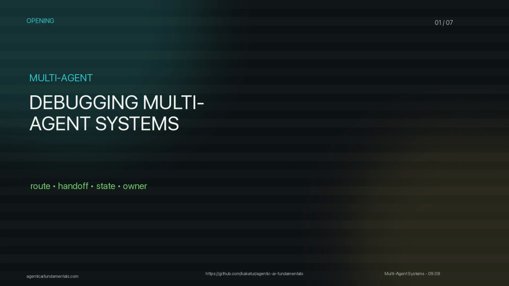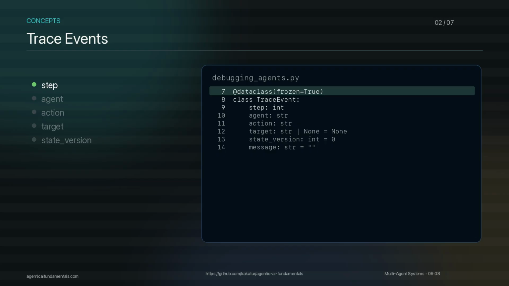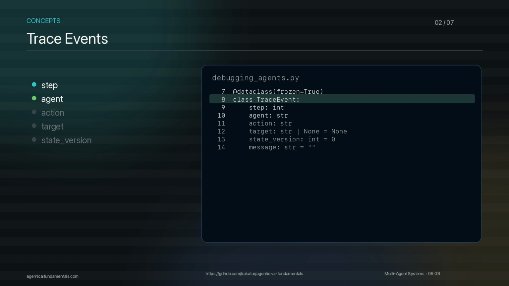Start with the trace of who acted, what they sent, what state version they used, and who owned the next step. A useful trace event is structured. Step number, agent, action, target, state version, and a short message. That is enough to reconstruct the workflow without logging private reasoning.